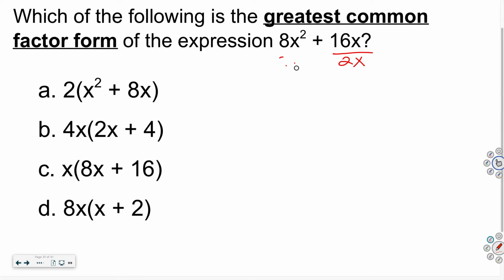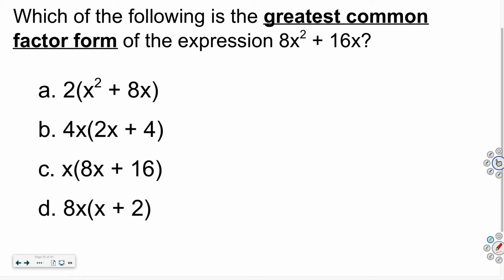Well, also I can divide it by 4. 4 goes into 8 and 16. Well, also I can divide them both by 8. So let's see if we can break them down as much as possible and see what we have in common. We can divide them both by 2, 4, and 8. We can divide everything by 8, and we can divide everything by x.